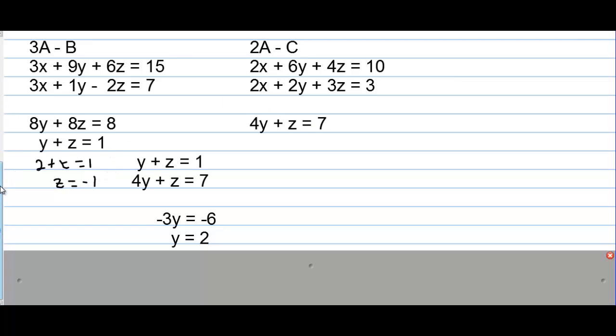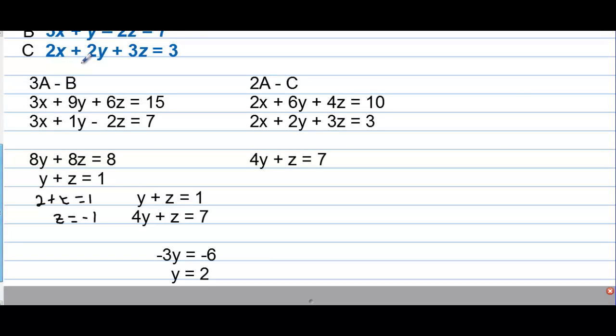Well, now we got to go back to one of the originals. This bottom one is as good as any. And we got to plug 2 in for the y. That makes this 4. So we have 2x plus 4. And then we plug negative 1 in for the z, which is minus 3. And that's equal to 3. So we have 2x plus 1 is equal to 3. 2x now is equal to 2, so x equals 1. So the answer is 1, that's the x, the y is 2, and the z is negative 1.